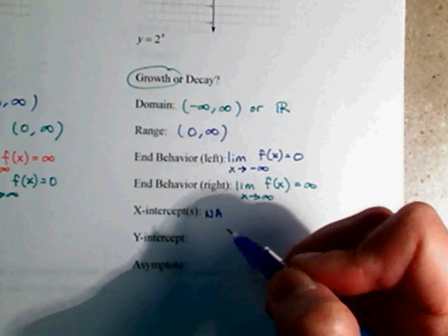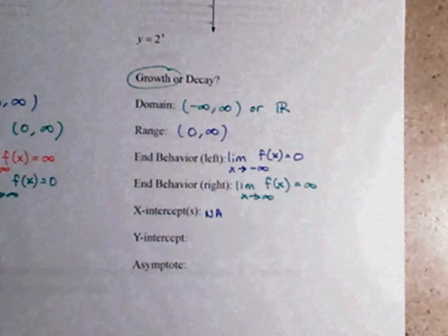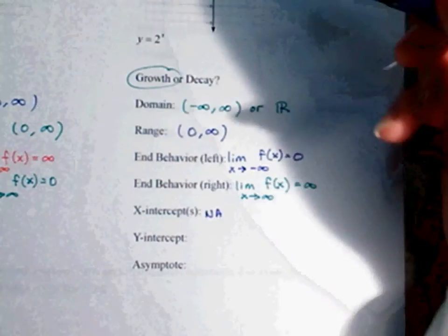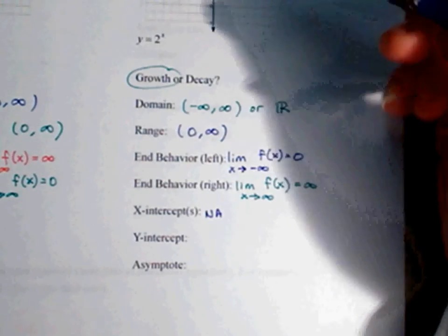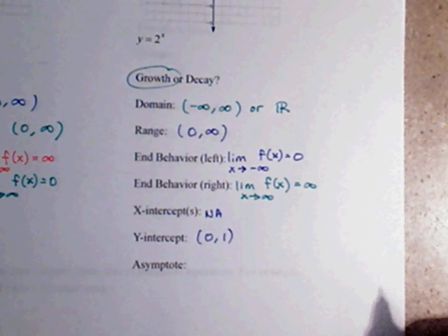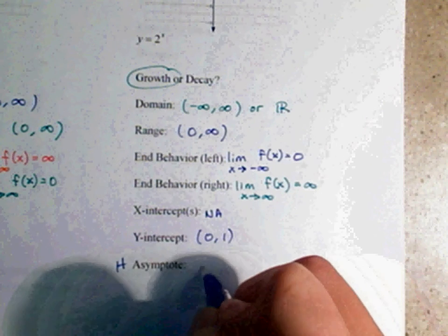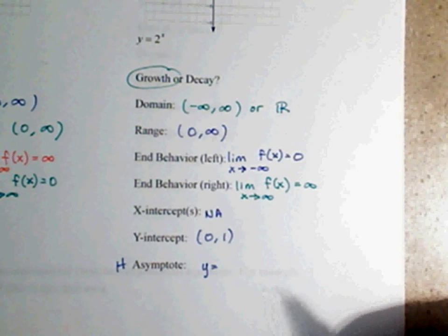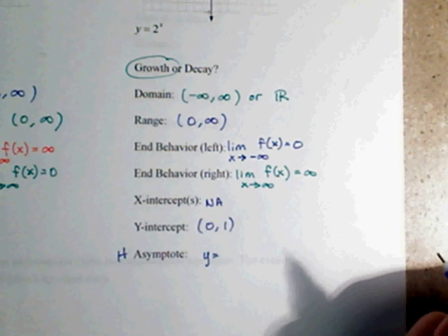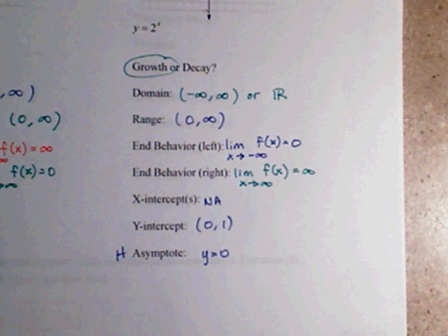Then you have to go find it, and you go to the table to find it. Your y-intercept, are you crossing the y-axis? Where is it crossing? What is this point? 0, 1, okay? Your asymptote, this is also a horizontal. What axis is it crossing? It is crossing the y-axis. Where is it crossing the y-axis? At 0. Any questions? Not bad?